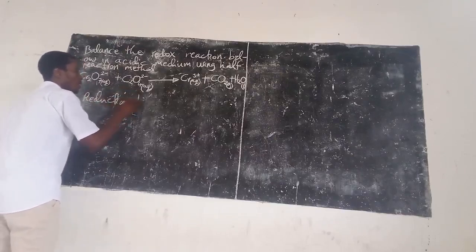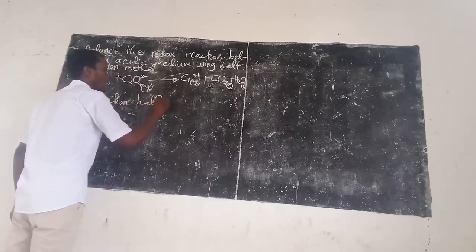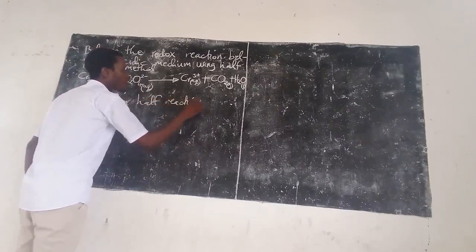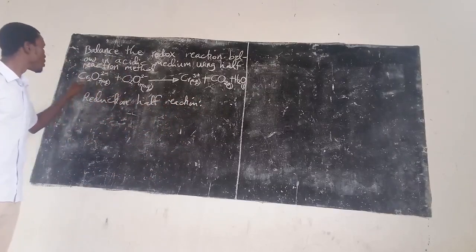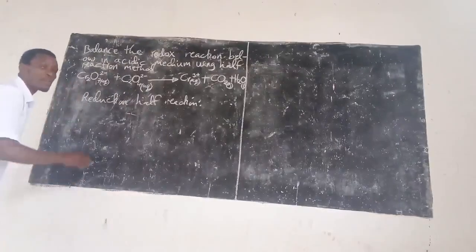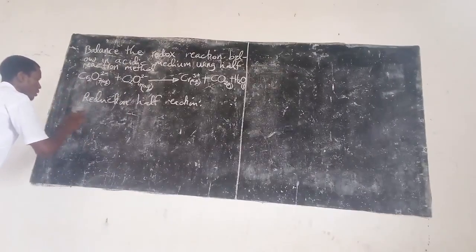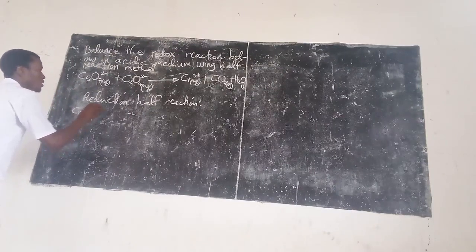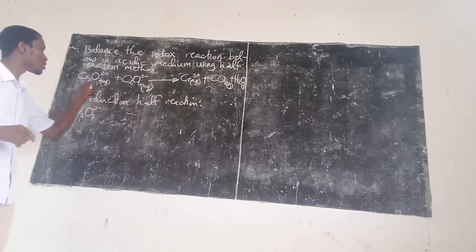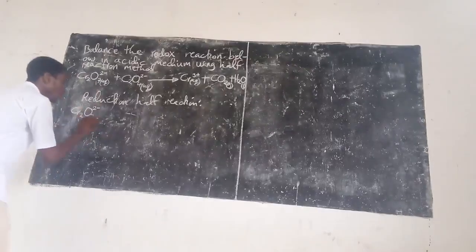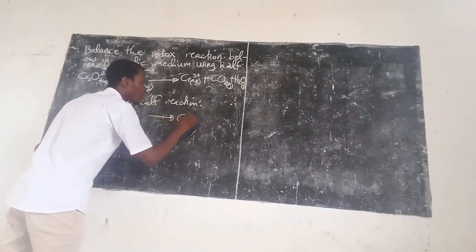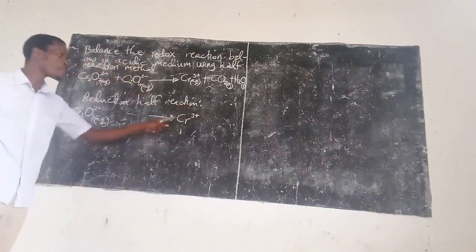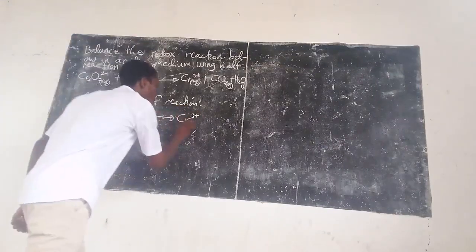Reduction half reaction. The chemical species which undergoes reduction is this one. The dichromate ion undergoes reduction. It is an oxidizing agent, so during the chemical reaction it undergoes reduction. In acidic medium, it is converted to chromium 3 ions.